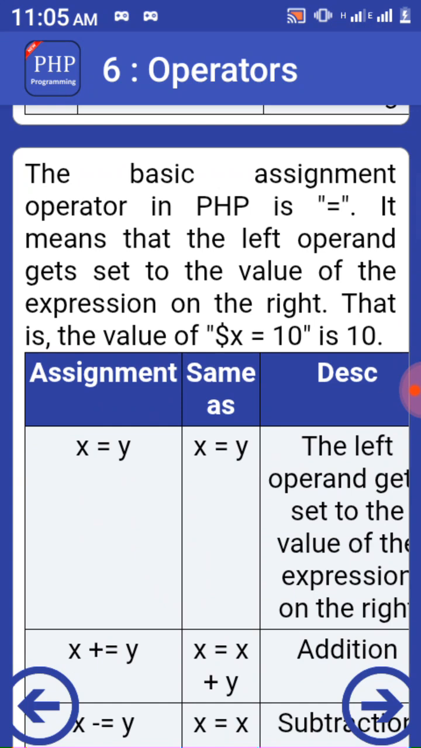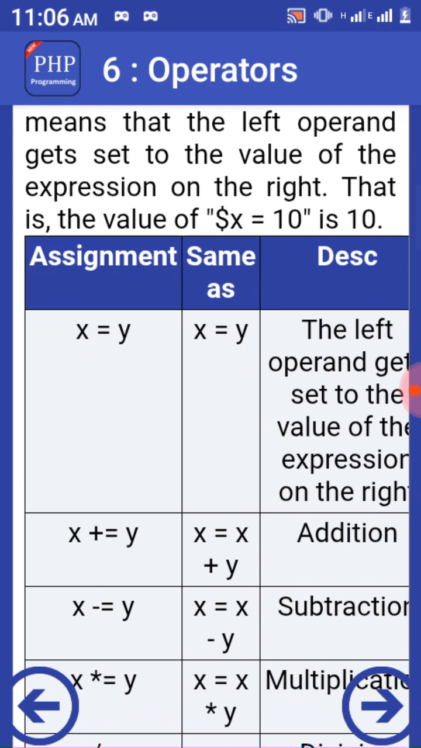The basic assignment operator in PHP is the equal sign. It means that the left operand gets set to the value of the expression on the right. That is, the value of $x, which equals 10, is 10. We set some assignments on the table, with parallel descriptions. x equals y.